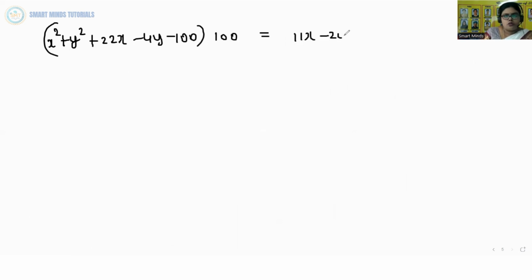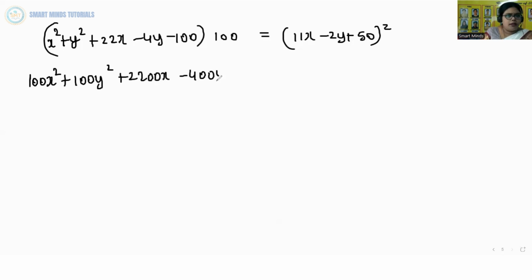So now I'll write it down. What am I left over with? So x square plus y square plus 22x minus 4y minus 100 into 100 equals 11x minus 2y plus 50 whole square. Now left hand side I multiply this whole bracket with 100. So we get 100x square plus 100y square plus 2200x minus 400y minus 10,000 is equal to.